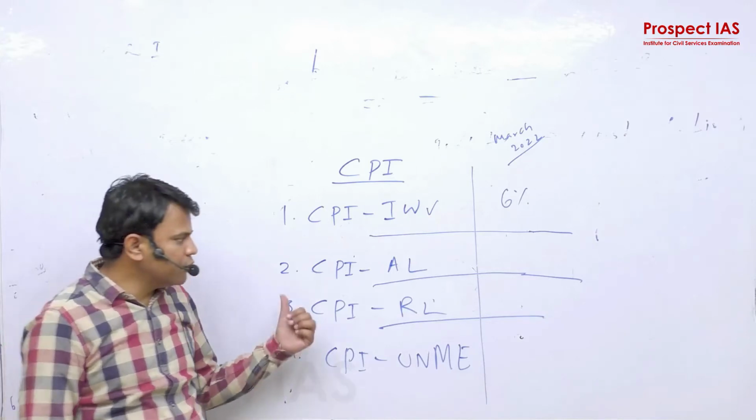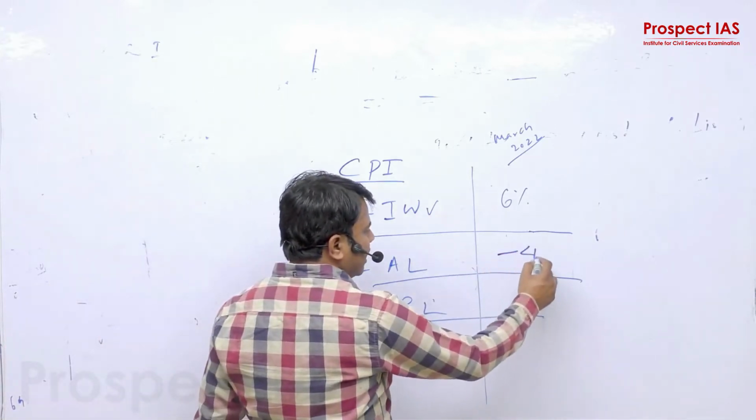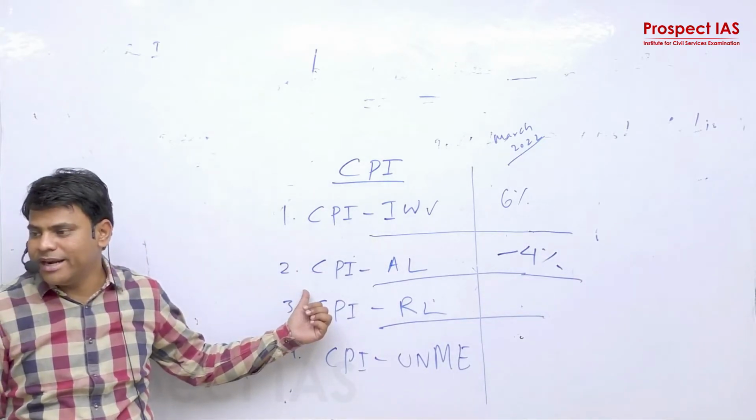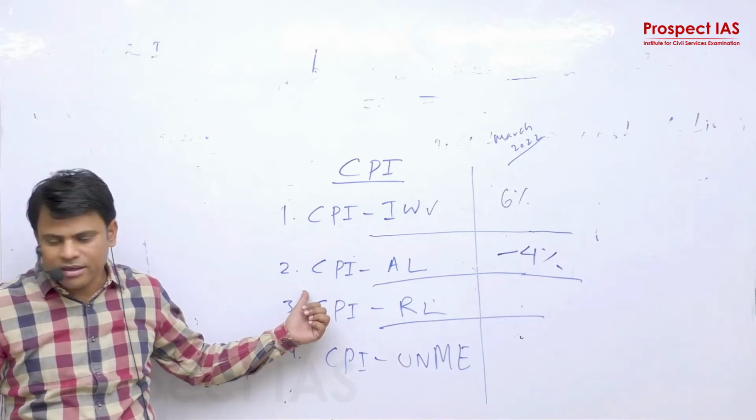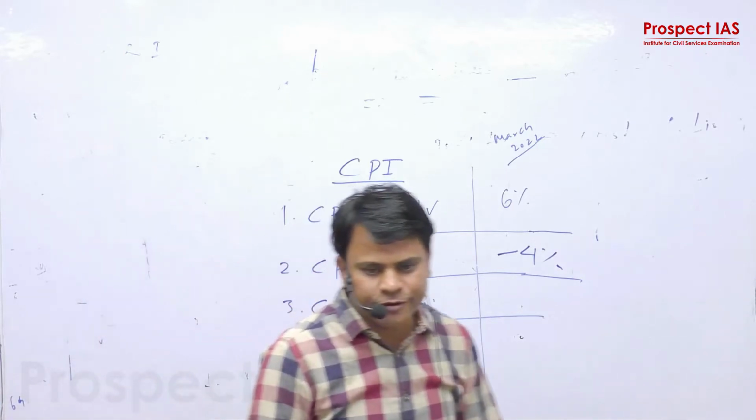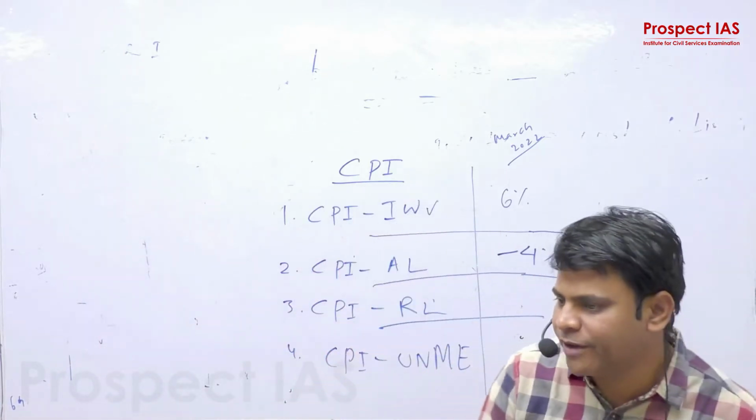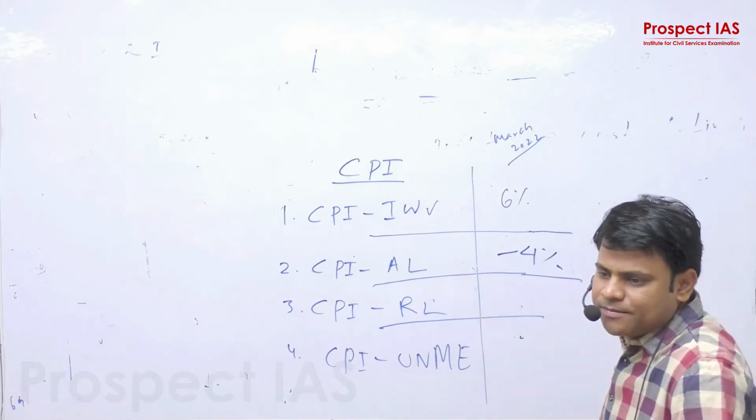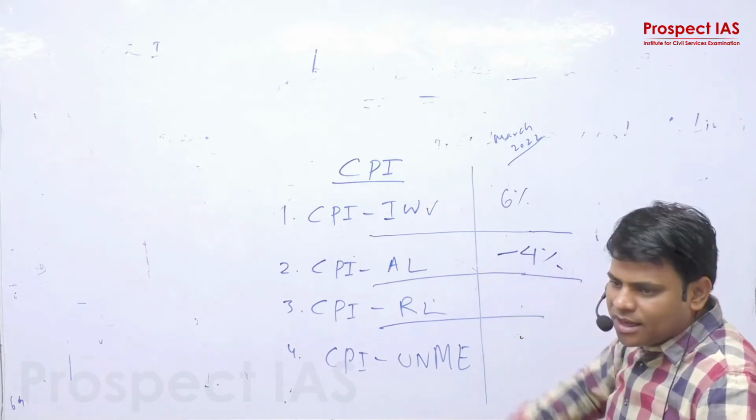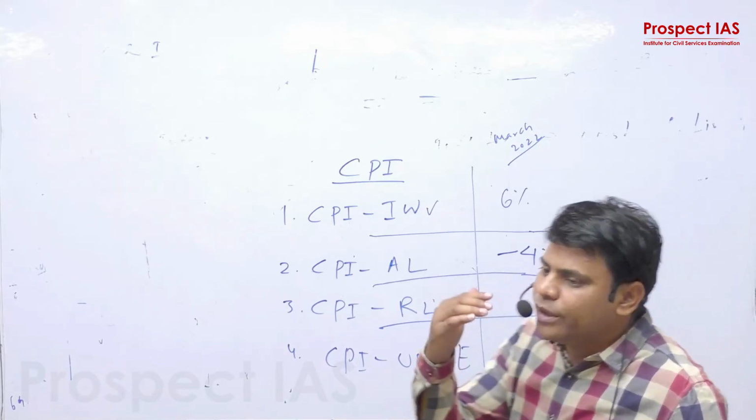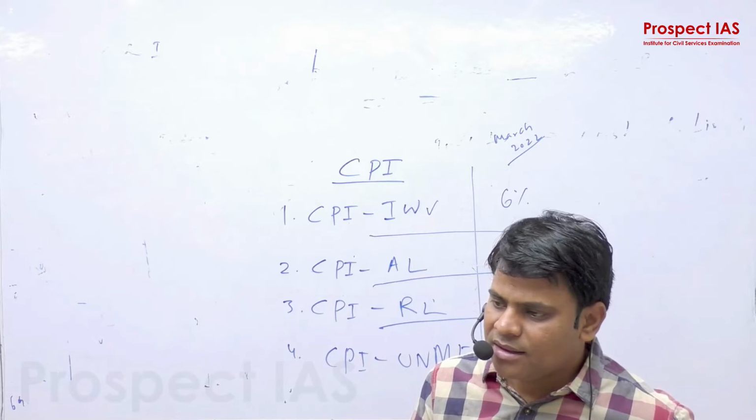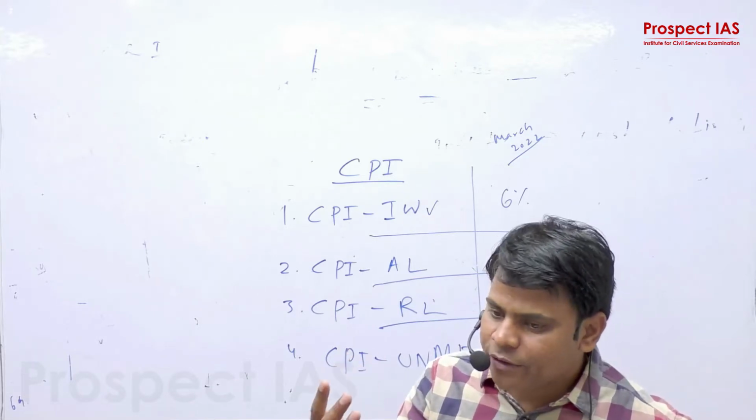Likewise, you find that agriculture labor is minus 4%. Let's suppose this is minus 4%, which means what? There is deflation for them. The goods and services used by agriculture labor have become less expensive. It has become less expensive by 4% as compared to last year. So their cost of living has reduced by 4% as compared to last year. This is how we used to measure the cost of living of 4 different groups of people, using these 4 different variants of CPI.